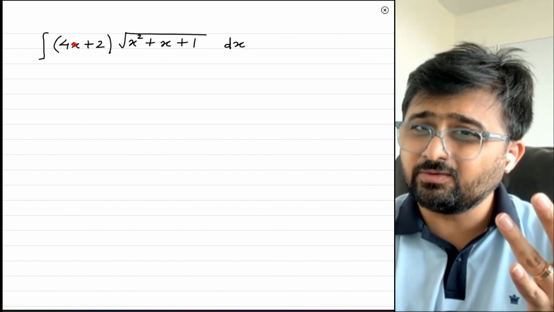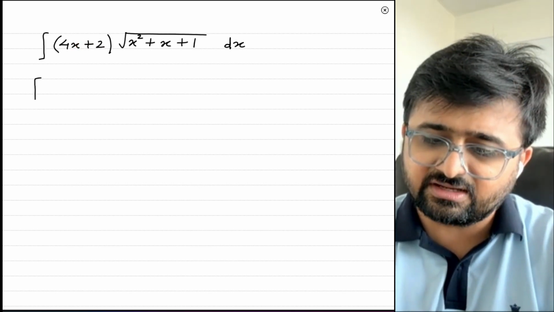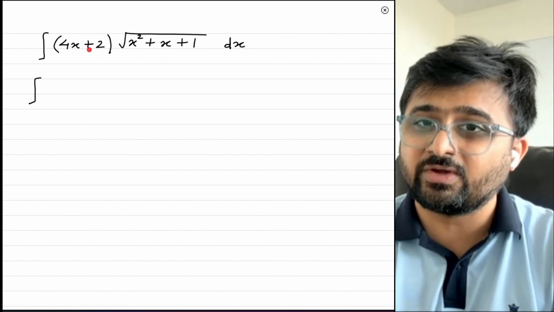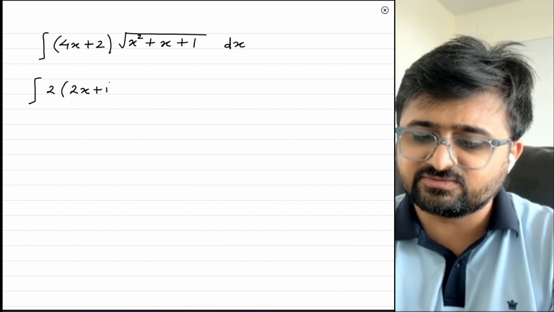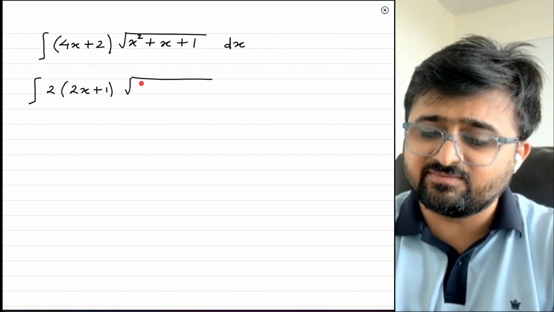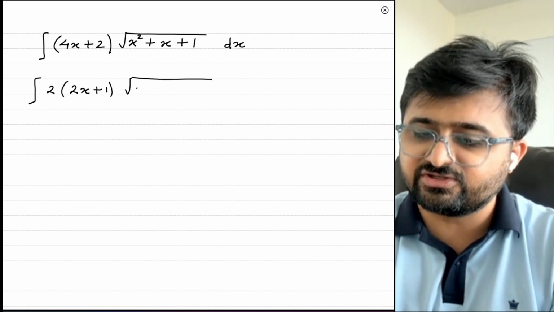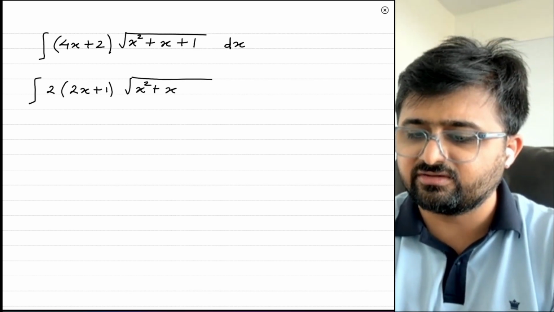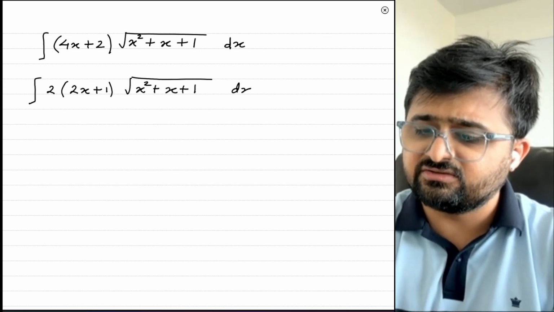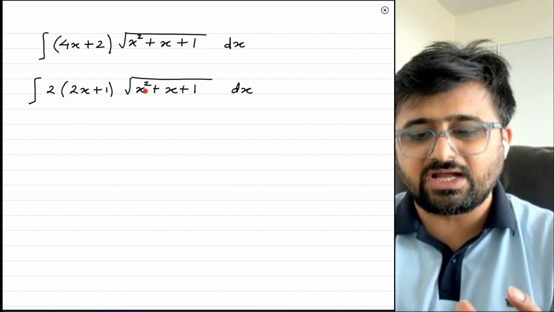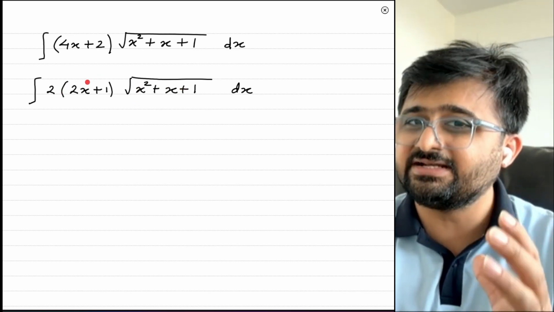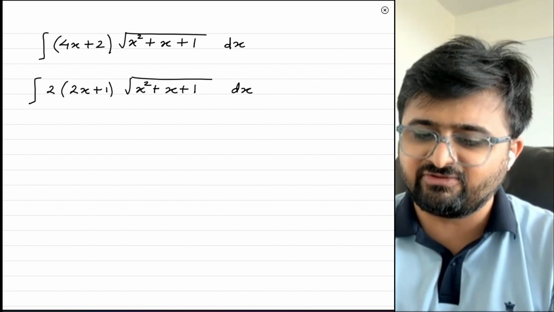Can we factor out 2 from here? Yes, we can. And it will be exactly giving you 2x plus 1. So let's factor out 2 and you will be getting 2x plus 1, which is nothing but the derivative of this quadratic function that we have over here. Okay. So now what we can do is easily put that inner quadratic equal to u, and we have the derivative present right here. Okay, that will make our life way easier.